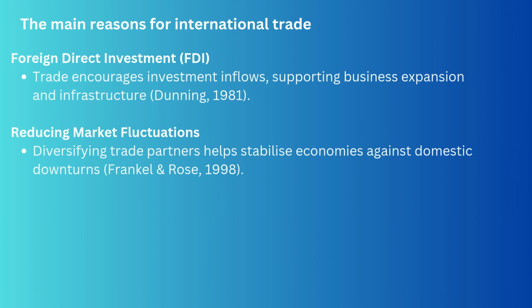Lastly, you have reducing market fluctuations. That is, diversifying trade partners helps stabilize economies against domestic downturns. In other words, the more you have to offer in a business, the better it is for your business. Because if you have a decline in one aspect of the business, you have the possibility of stability if you have a variety of services that you are trading with other countries.